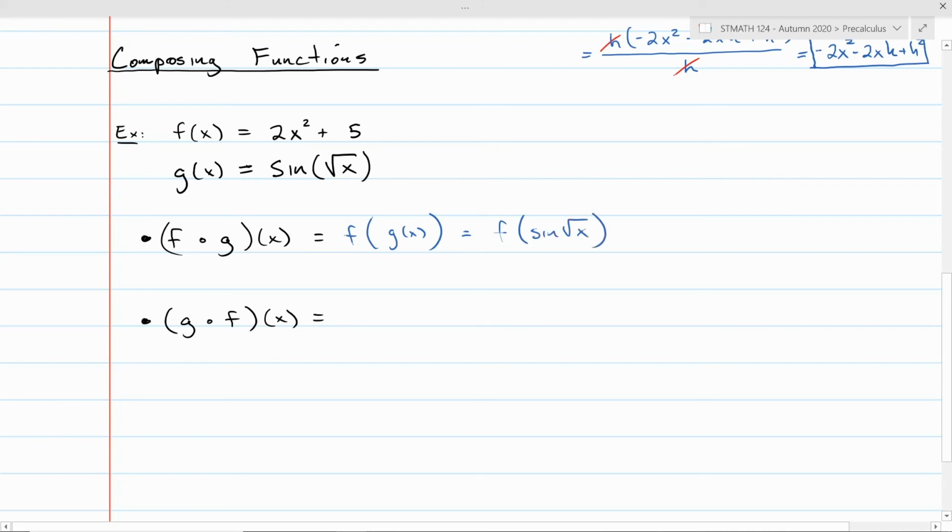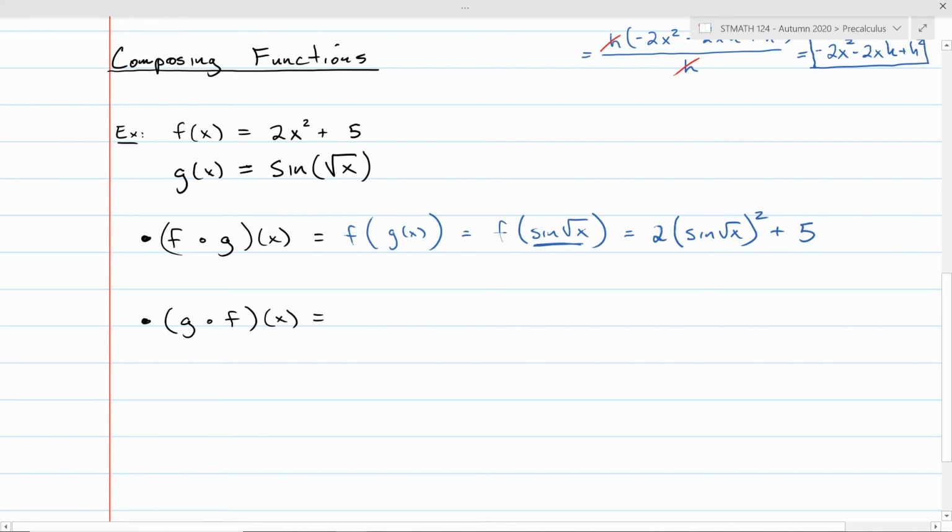And how do you do f of sine of square root of x? Well, that just means take sine of square root of x and put it in place of x in the formula for f. So if I put sine of square root of x in place of x in the formula for f, I'd get 2 times, and then x squared is your sine of square root of x, whole thing squared, plus 5, like that.